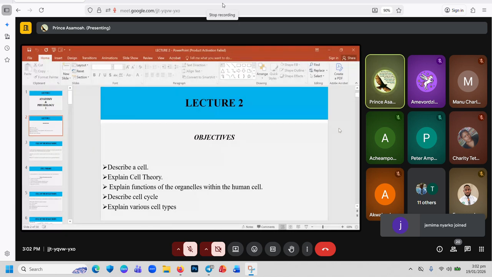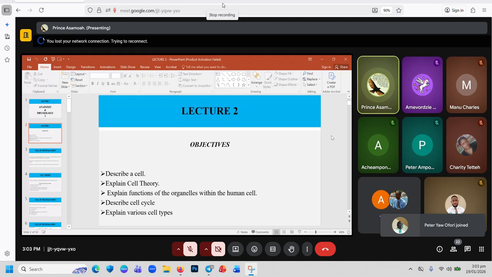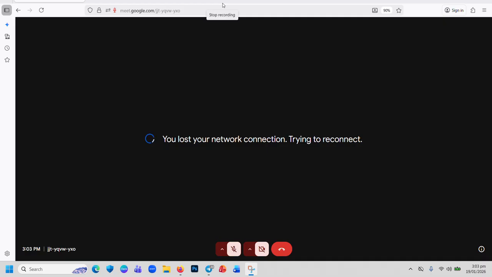So the objectives of today's lecture, or the outline of today's lecture, is to be able to describe a cell. The second thing is that we should be able to explain the cell theory. Thirdly, we should be able to explain the functions of the organelles within the human cell.